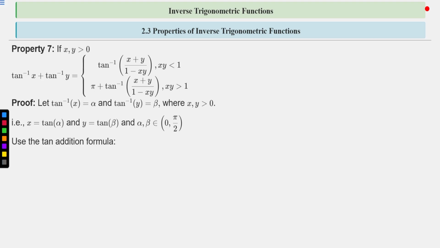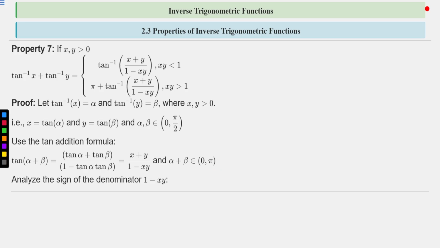Now use some additional formula of tan. You know that tan of (alpha plus beta) is equal to (tan alpha plus tan beta) upon (1 minus tan alpha tan beta). Therefore, we can write it as x plus y upon 1 minus xy, right? And alpha plus beta will belong to 0 to pi here. See, analyze the sign of the denominator, which is 1 minus xy.